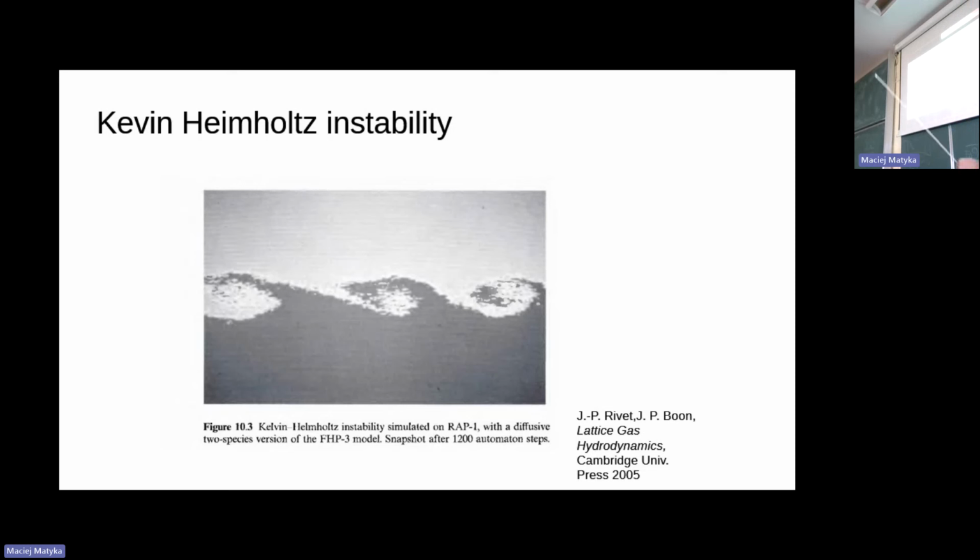Then you can observe, and here is an example of the FHP3 model used for two-phase flows. And again, Cambridge University Press, in the book of Rivet and Bond, and they used the FHP3 variant, the one I told you about, with some collision terms, and it works pretty well.